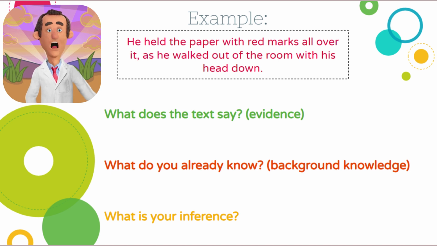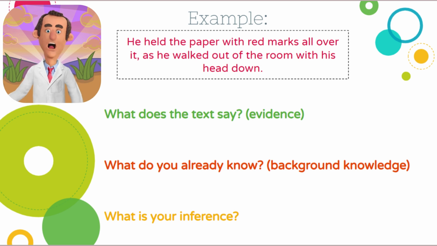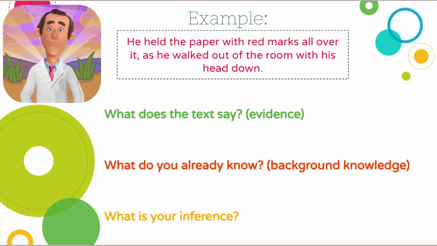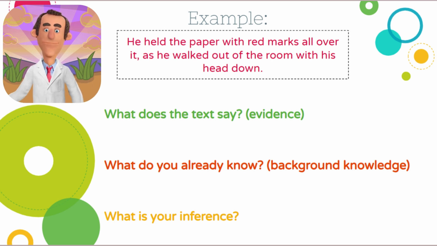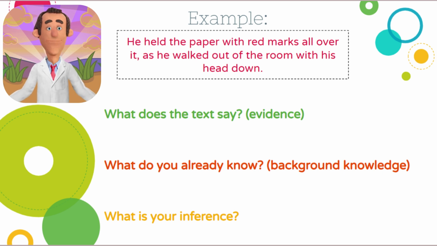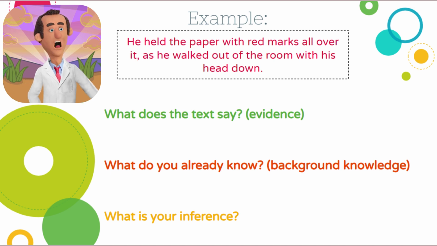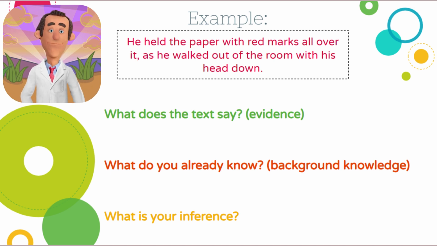Put that together with what we already know. We probably already know that either we have held our head low when we felt sadness or disappointment, or we've seen others do that. We probably also know that red marks on a paper indicates mistakes that have been corrected or marked. From those two elements, the evidence and our background knowledge, we can infer that this person in the passage is feeling disappointment over a paper that they just received from their teacher.